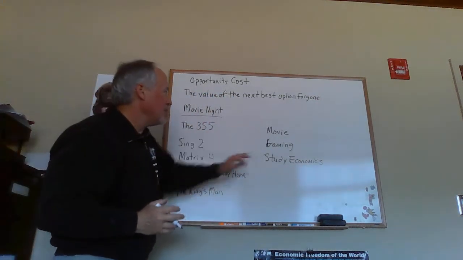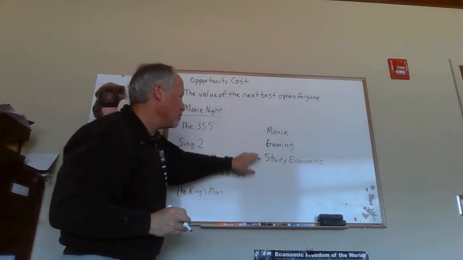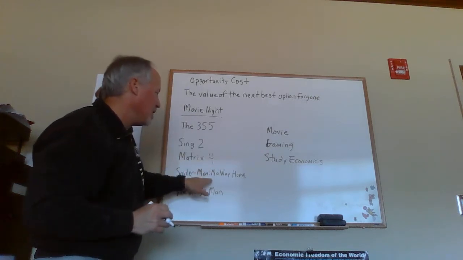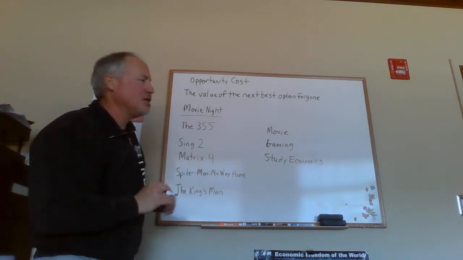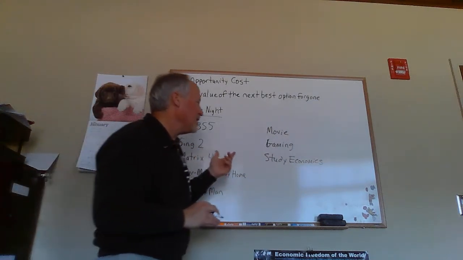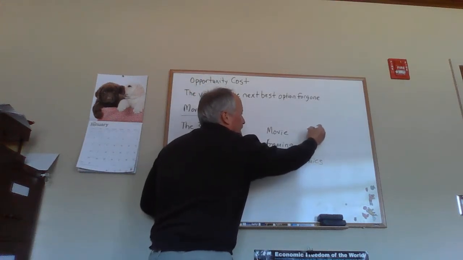So here's a different list. Here's a list of things you could do tonight. You could do any one of these 3 things. You could go see a movie, and if you go see a movie, you'll go see Spider-Man: No Way Home. Or you can spend the night gaming. Let's say if you're going to go to the movie, you have to pay $10 for a ticket.